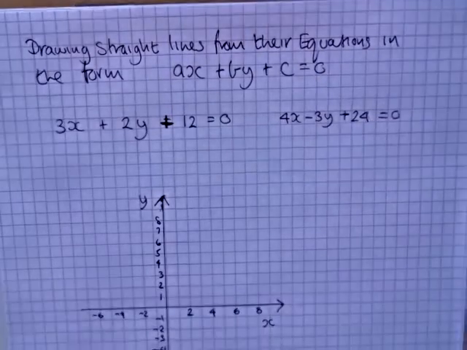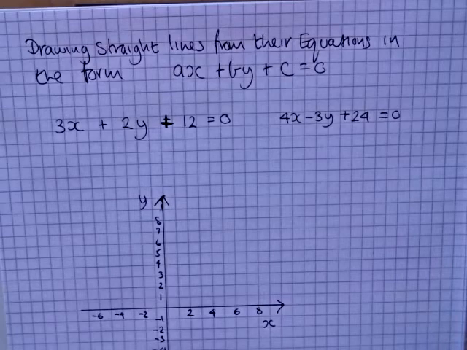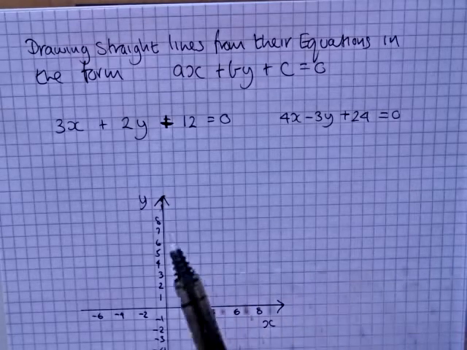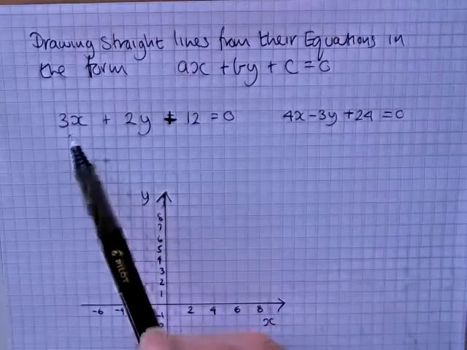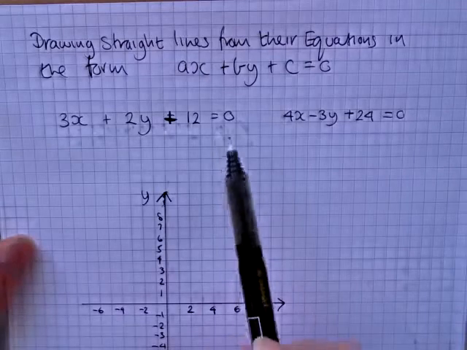So in this short video, I'm going to show you how to draw straight lines from equations in the form ax plus by plus c equals 0. We're going to do two examples here. We've got 3x plus 2y plus 12 equals 0 as our first equation to draw.